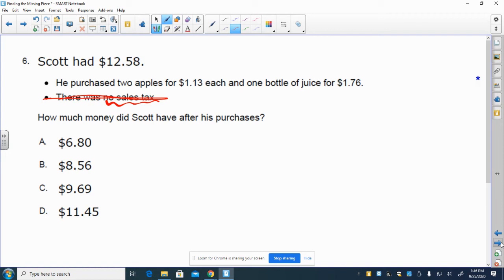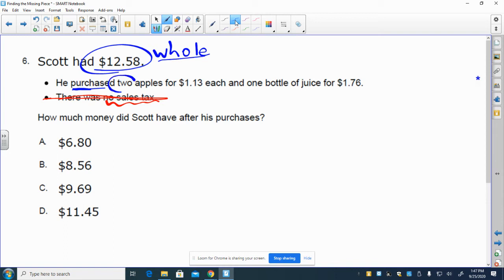Scott had $12.58. Well, we know he had $12.58 when he walked in. That is going to be the whole. That's all that he has. He's not going to go into the store and buy items. That's why we read it one time for a feeling, because we already know he purchased items. So he had $12.58. He bought stuff. He is going to end up with less. So there is the whole.